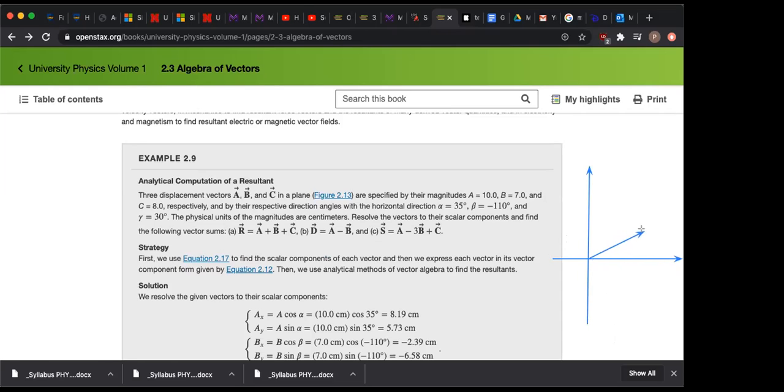So this is your 10-meter one. And then they'll do B is 7 meters and the angle is negative 110 from the horizontal, which is down like this. And so they'll try to draw this here to scale. And then they'll do C, which is 8, and it's gamma equals 30 degrees from the horizontal, so it's like this. And they're trying to figure out from this picture if they're correct.